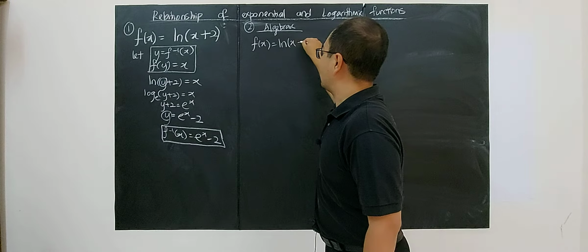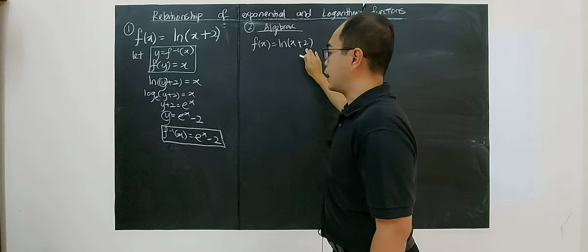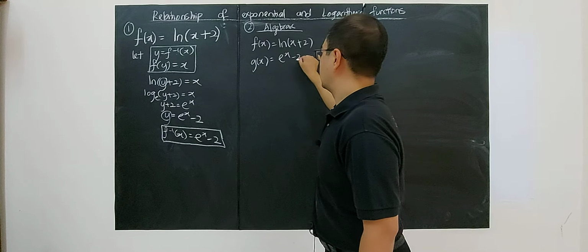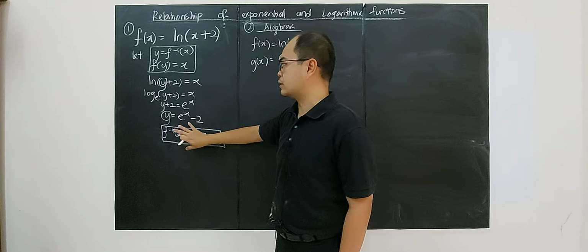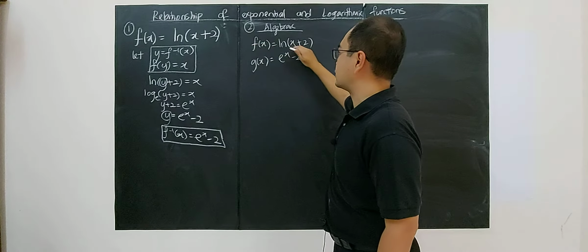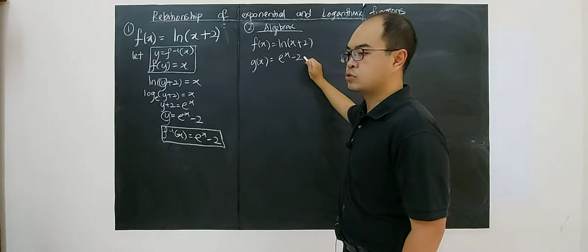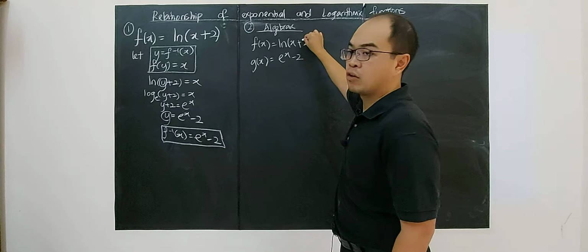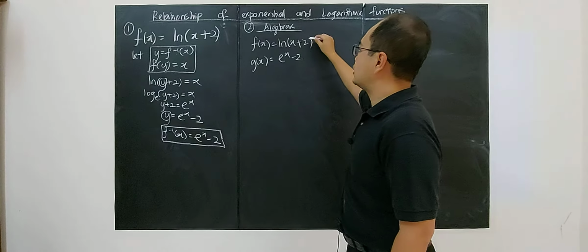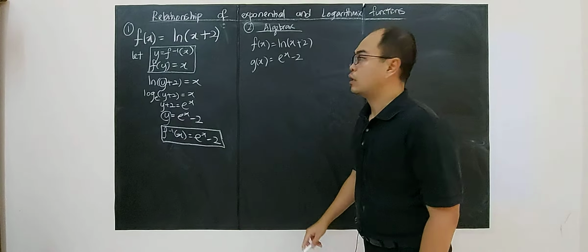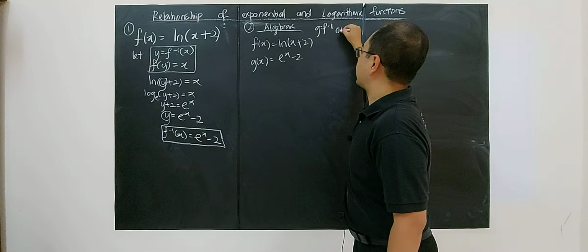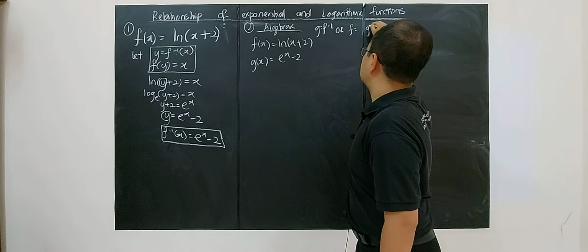For example, f(x) = ln(x + 2) and g(x) = e^x - 2. Before, I was finding the inverse; this is the way of finding the inverse. But what if I tell you that f(x) is ln(x + 2) and g(x) equals e^x - 2, without asking you to find the inverse of f(x) or the inverse of g(x)? How do you know that these two functions are inverses of each other? Meaning that g is f inverse, or f is g inverse, right?